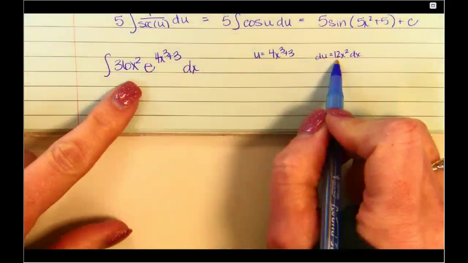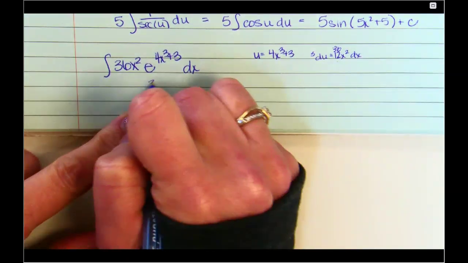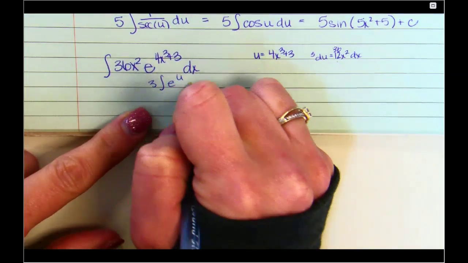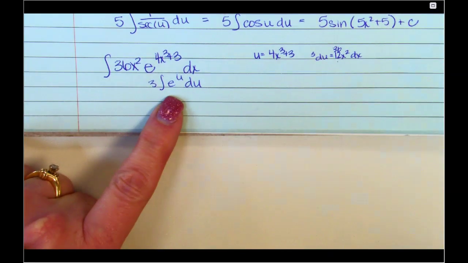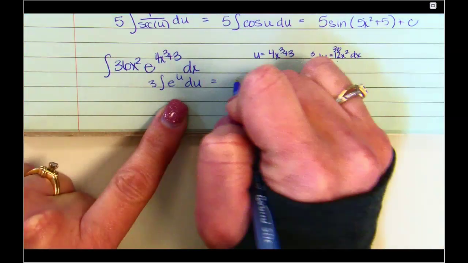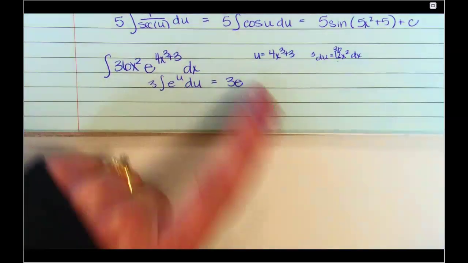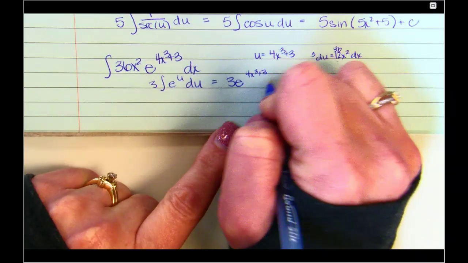So this needs a 3, right? To be 36, so this is 3. So 3 integral of e to the u du. This is why I said this is actually really easy. What is the antiderivative of e to the x? E to the x. He's his own derivative and his own integral. So it's 3 e to the u, which I'm just going to write down: 3 e to the 4x cubed plus 3, plus c.